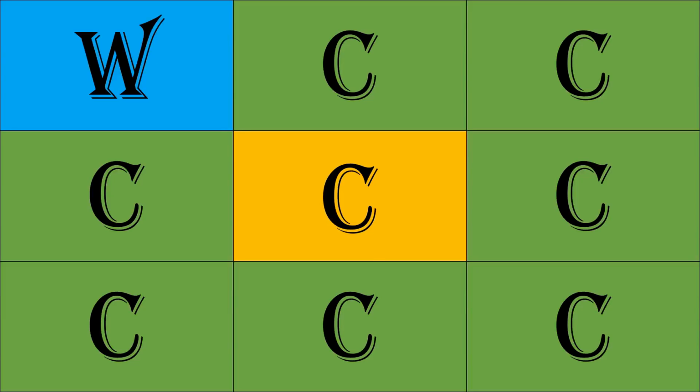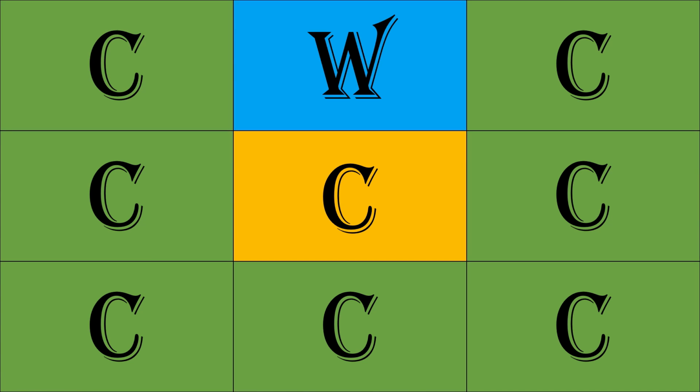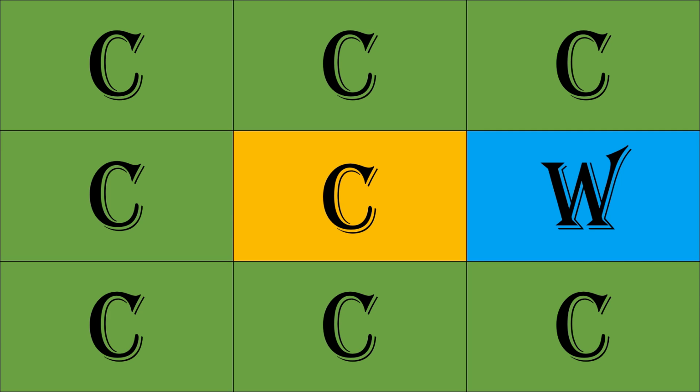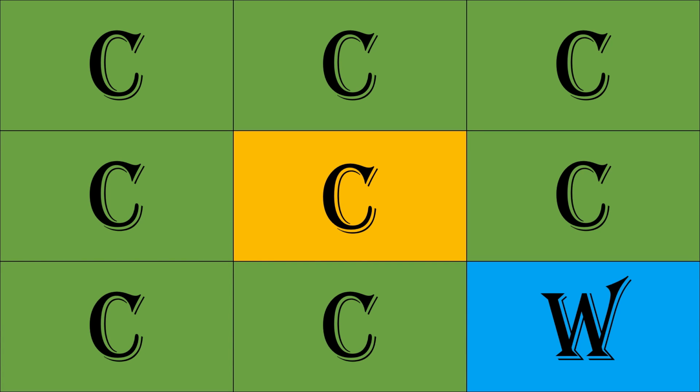Now we are going to check this yellow crop, that is, the yellow box here, to see whether it is hydrated or not. To check this, a water source must be present in one of these 8 tiles. If a water source is present near the yellow crop, in one of these 8 tiles, then this crop is hydrated.